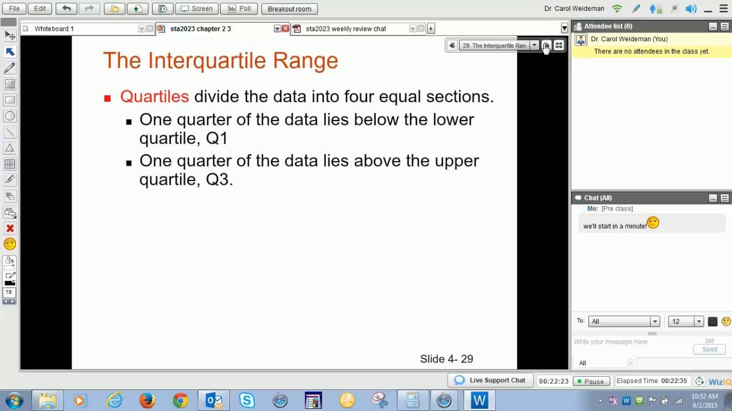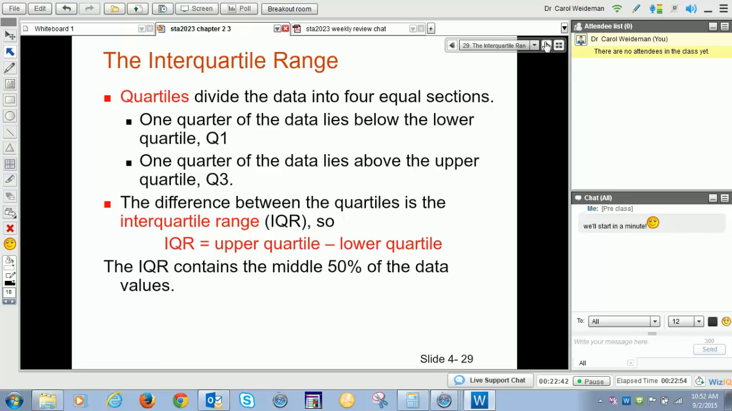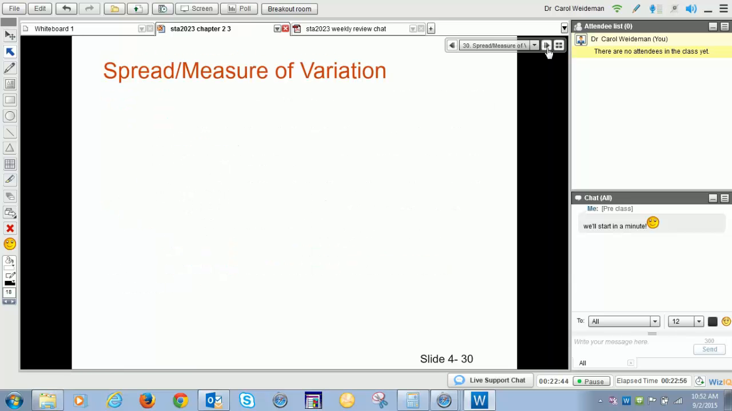Interquartile range. The quartiles divide the data into 4 equal sections. 1/4 of the data lies below the first quartile, 1/4 of the data lies above the third quartile. And the difference between Q1 and Q3 is called the interquartile range, IQR. It contains the middle 50% of the data values.